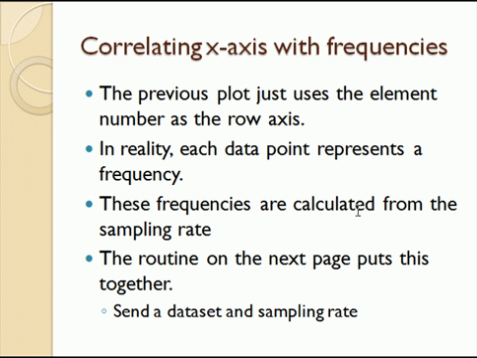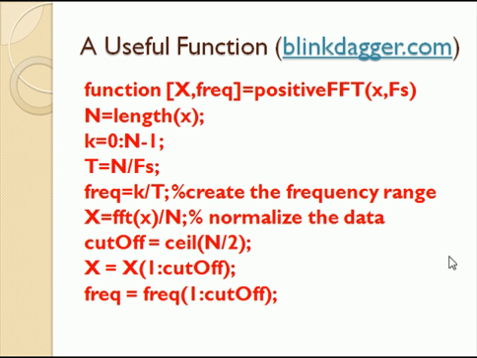I've chosen to download a routine that does it automatically, okay? But basically, it comes out of the sample rate or the period between samples, and from that you can calculate the frequency. I prefer to use a routine that does this automatically. So I got this from blinkdagger.com. It's an interesting blog related to these sorts of things, okay? And on that website, I downloaded this routine called positive FFT. It gets rid of this plus or minus symmetry in the FFT, so it dumps out half of the results, and then it returns not only the FFT but the frequency.